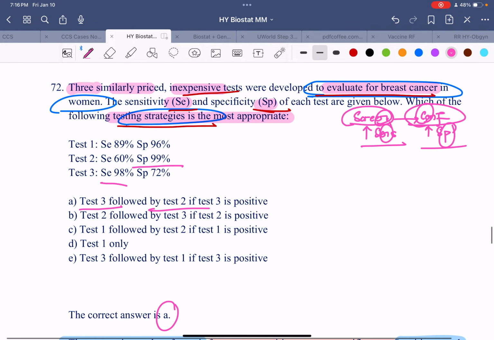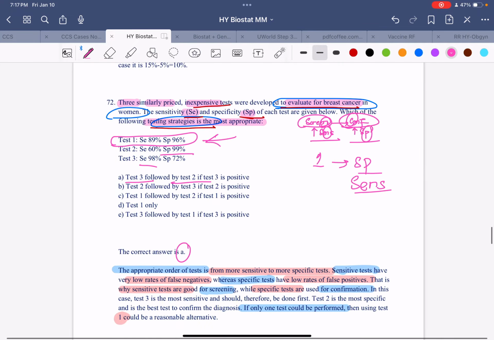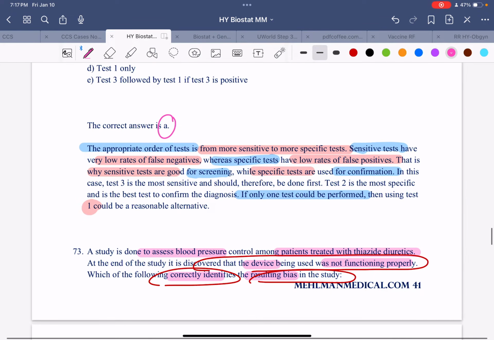And if they asked us that we just have to do one test, then we will choose a test which has a good specificity and sensitivity, not the highest but average, or you can say the two are balanced, both good sensitivity and specificity. And then if they asked us to just do one test, we could probably do just test number 1. So the appropriate order of tests is to move from a more sensitive test to a more specific test.